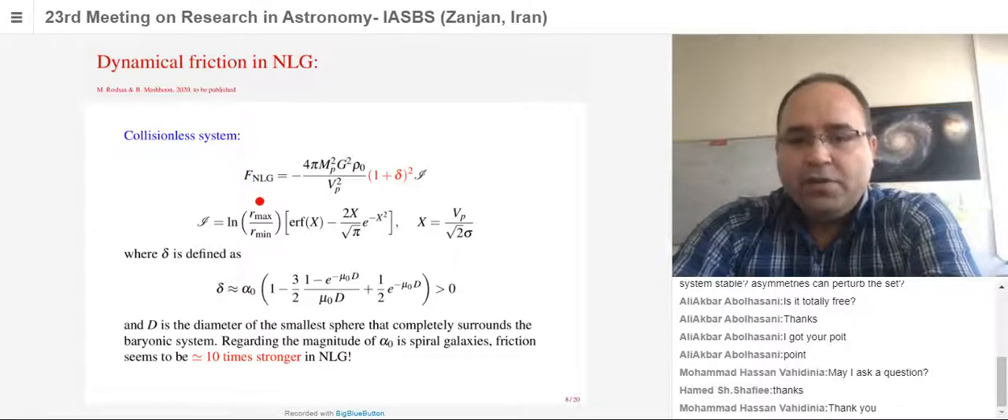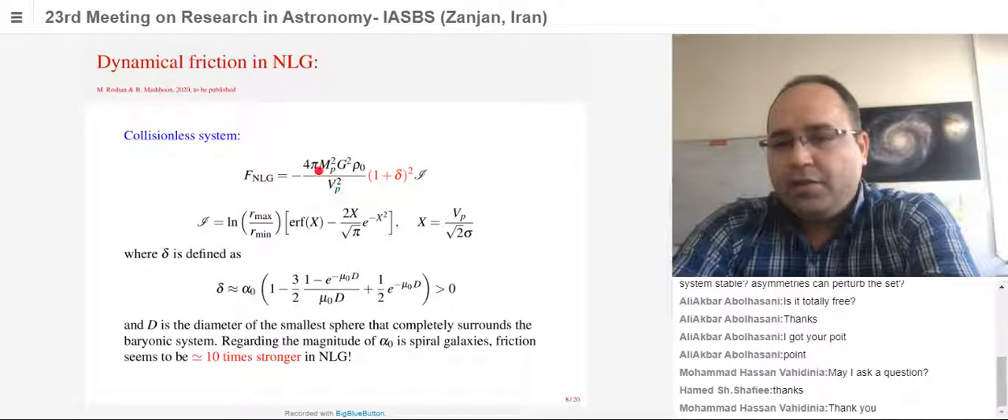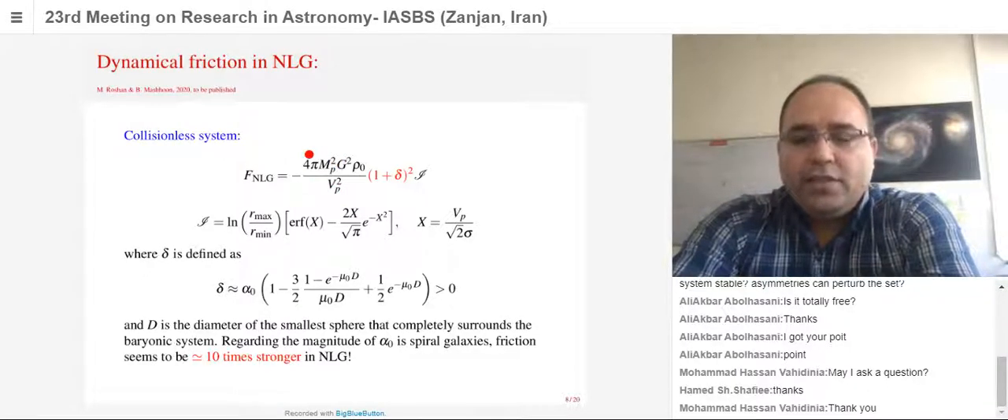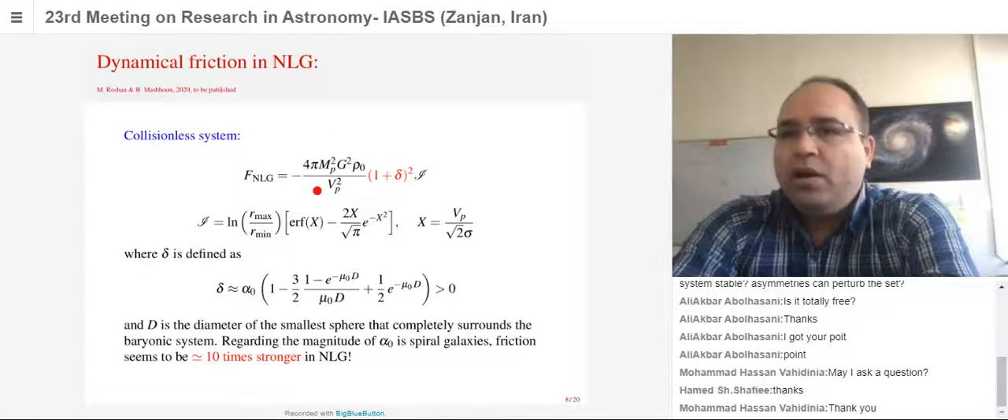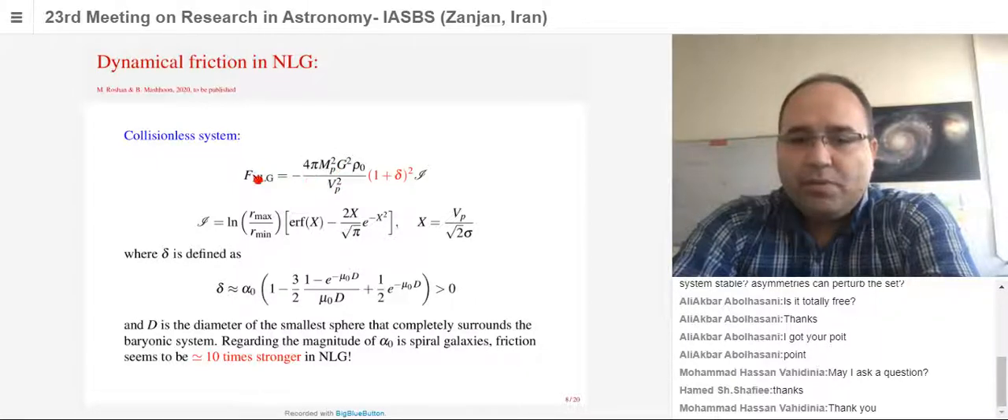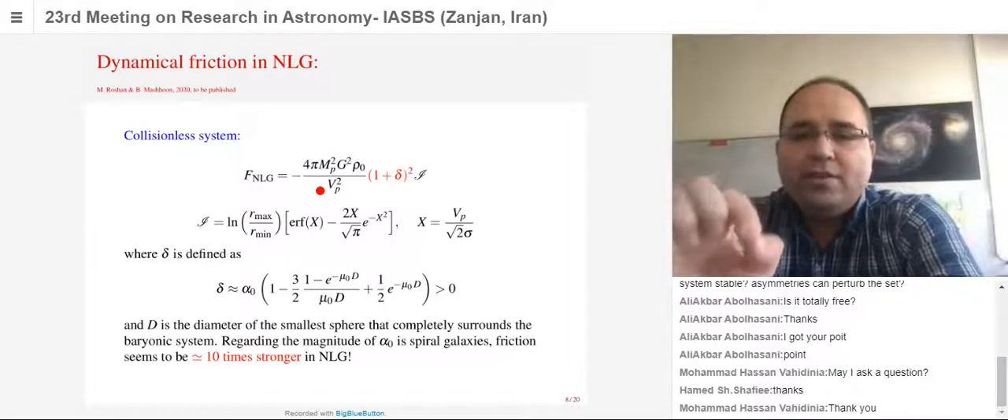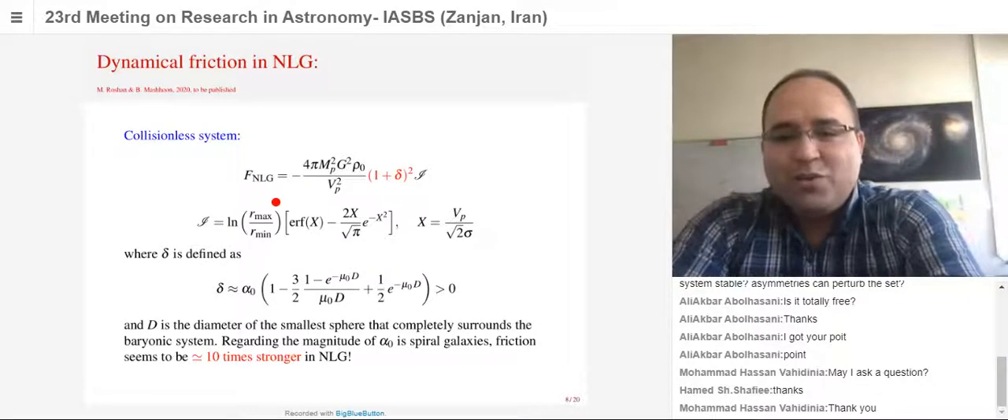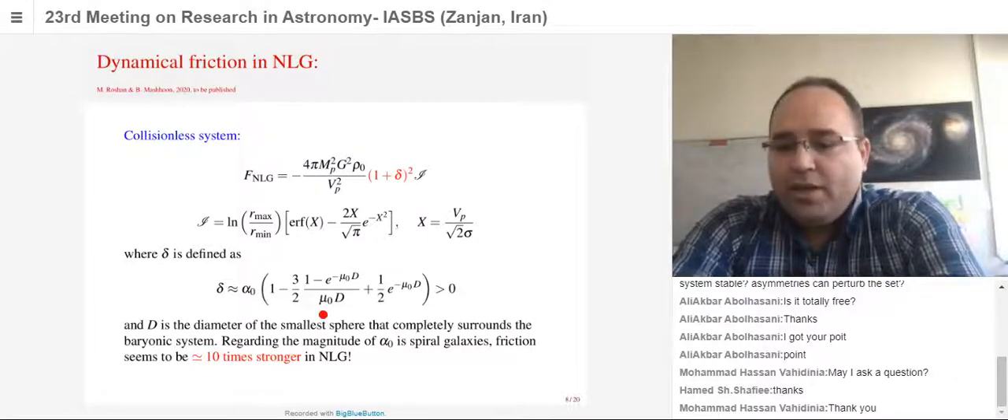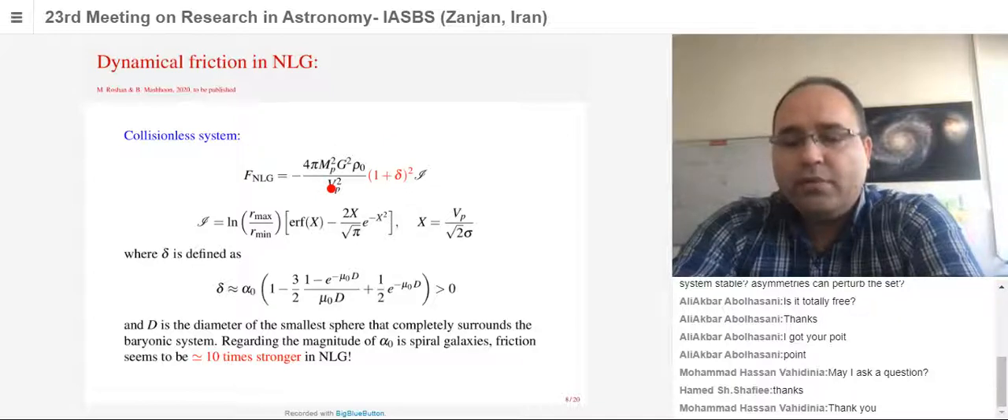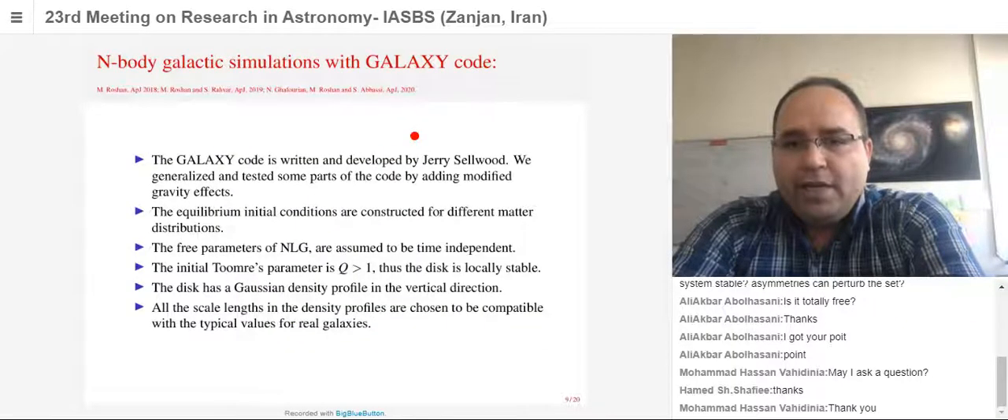The other point is that it's not correct, in fact, to use this equation for a bar. Finding an exact expression for dynamical friction is not easy, and this is only for a point mass moving inside a constant density medium. So there's no way to check this result analytically, and we need to use N-body simulations. For this aim, we use the Galaxy code.